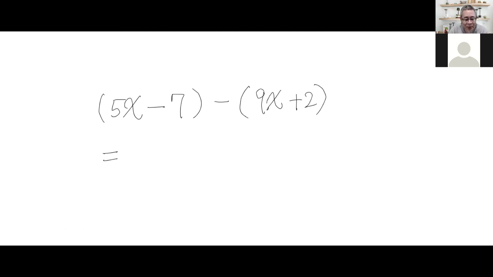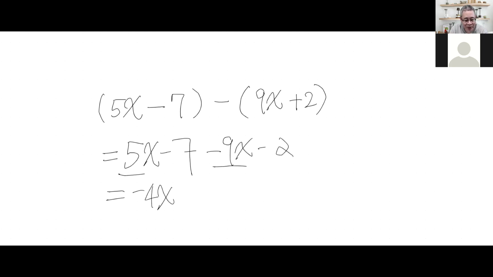Well, let's see this one. Okay, make sure the sign: 5x minus 7 minus 9x minus 2. Now, 5x minus 9x, you got that right. But here's minus 7 minus 2, so it'll be minus 9.